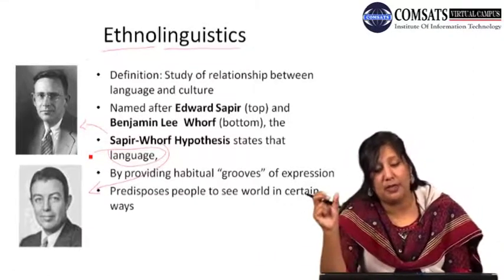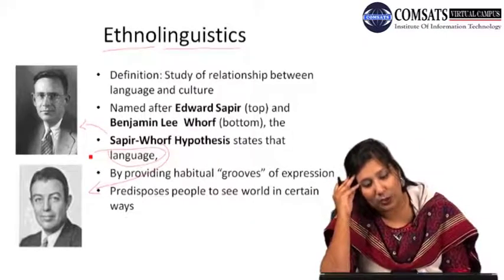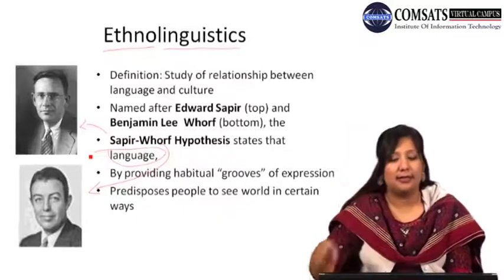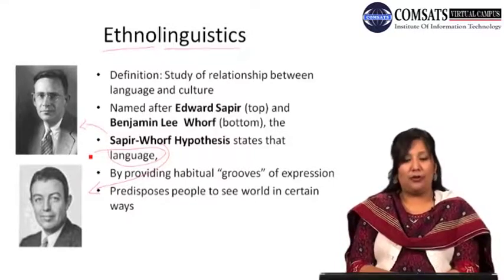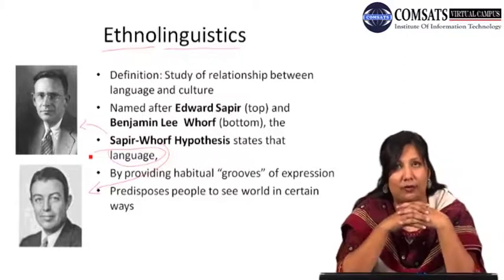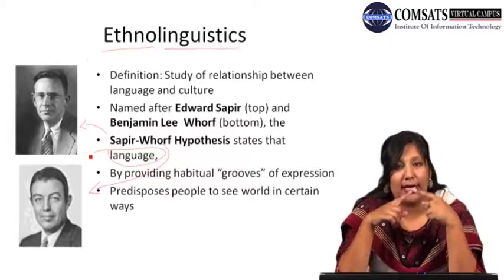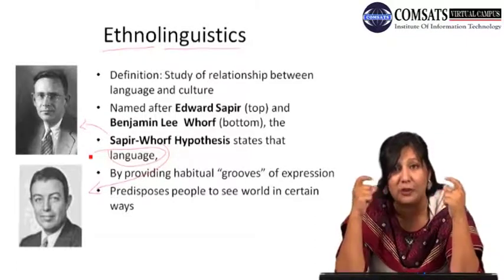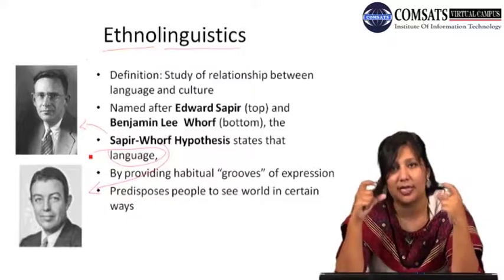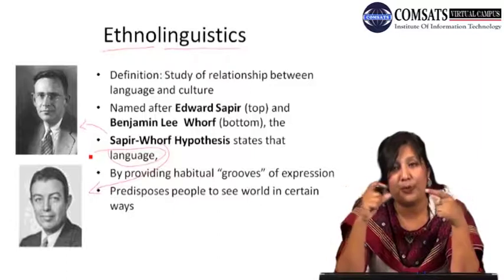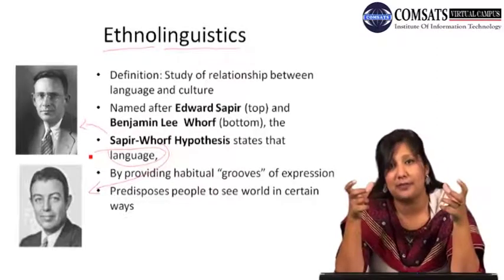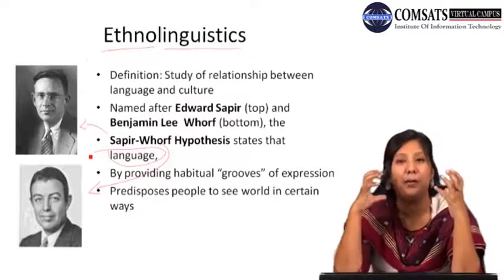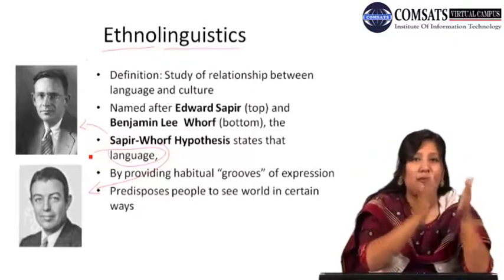It predisposes people to see the world in certain ways. Look, what is the language that he has used? He says that language is a means of expression. Both of them are focusing that by providing habitual grooves, that is, language is necessary for the sake of expression of anything. It predisposes people to see the world in certain ways. It helps the people in looking at the world in a specific way.